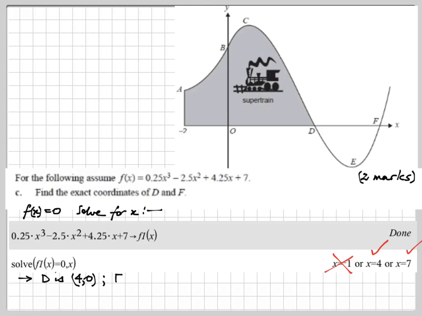Now, remember you've got to give them the coordinates, okay, of D and F, so that's (4, 0) and (7, 0). That's what you have to say. Don't just say x is 4 or x is 7. You'll lose your marks. Good, Mr. Box. Thank you. Good. Always read the question before you leave it. I'm feeling good now. Are you? Good. Okay. Let's gird your loins for the next bit now.